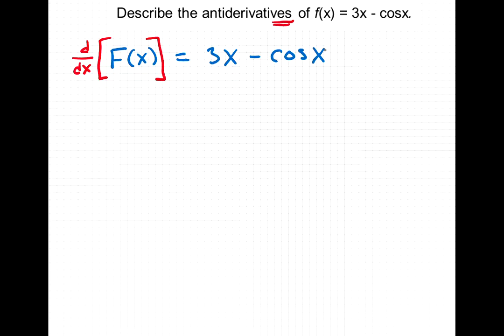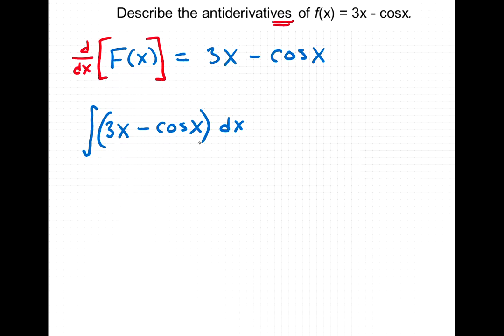All right, so what we're going to do is evaluate the indefinite integral, our notation for antiderivative, of 3x minus the cosine of x dx. So that's with respect to x. Okay, so we're taking the antiderivative of this.